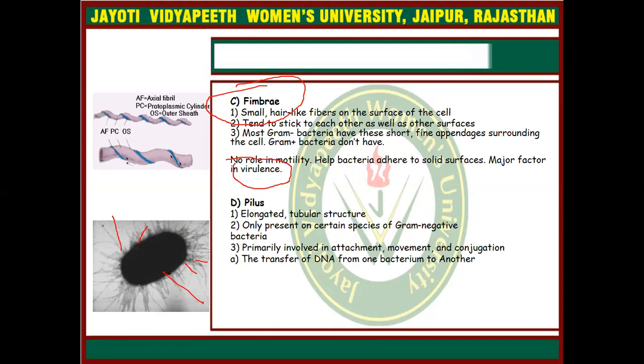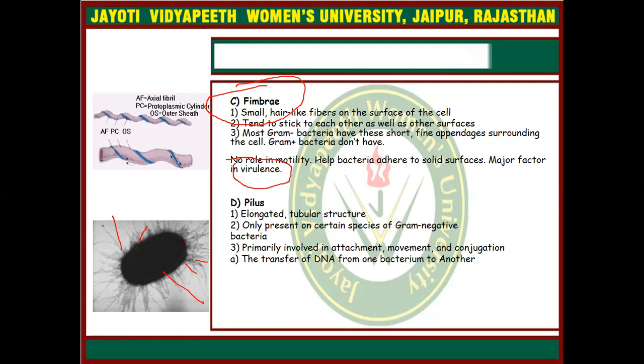What is the function of these pili? They provide attachment, movement, and another important function which other appendages do not do, which is conjugation. They have an important role in conjugation. Bacteria transfer their genetic material through the pilus. The genetic material which is transferred is the plasmid, and that cell is known as the Hfr or F positive cell. This is the conjugation process by which bacteria transfer their genetic material.